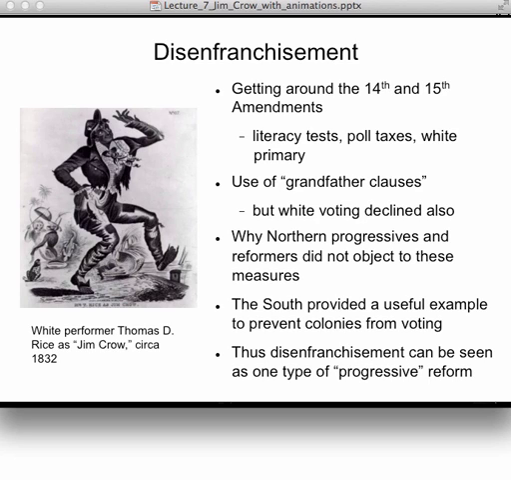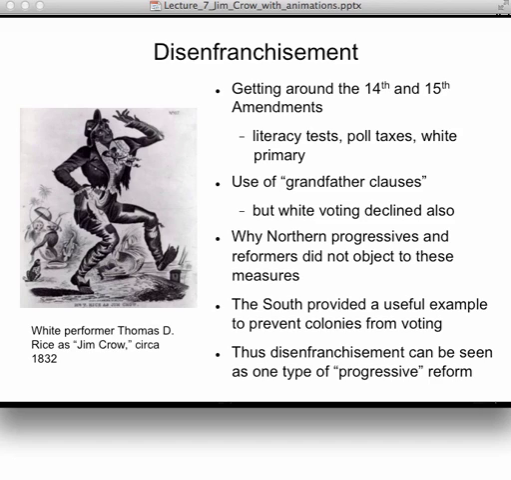One method was the literacy test. So, in a number of southern states, laws were passed that said that voters had to be able to read and write. And this discriminated against blacks, many of whom still could not read and write, although there had been many gains in terms of education during Reconstruction.